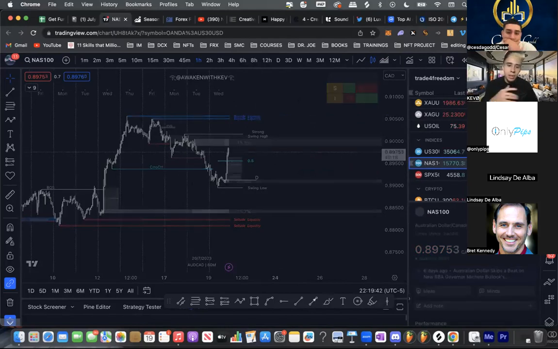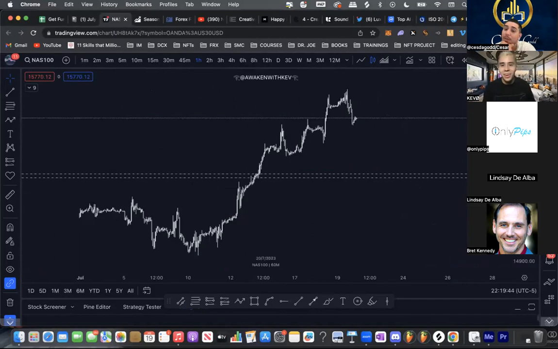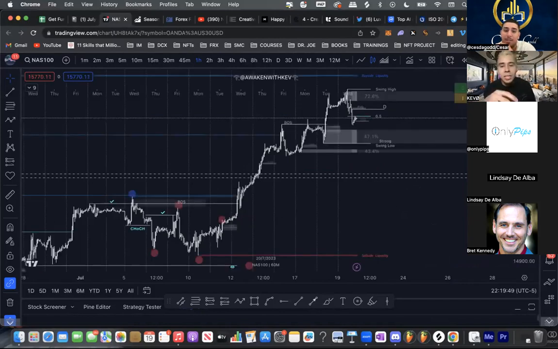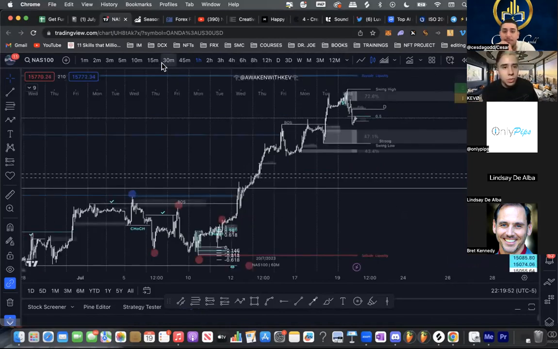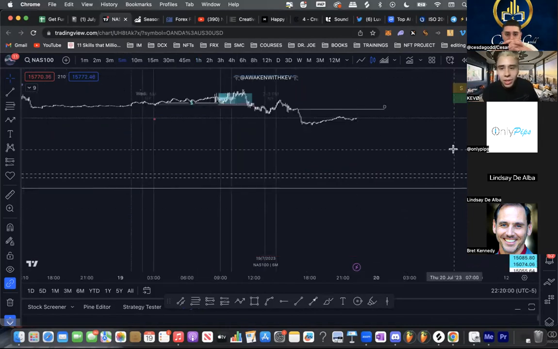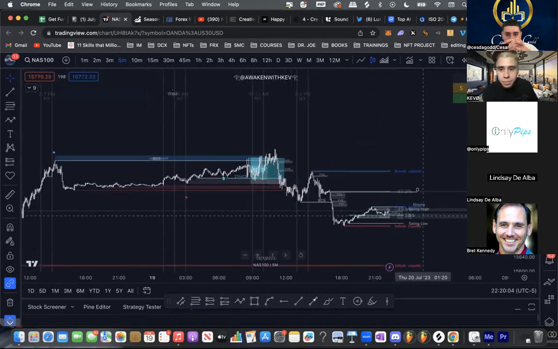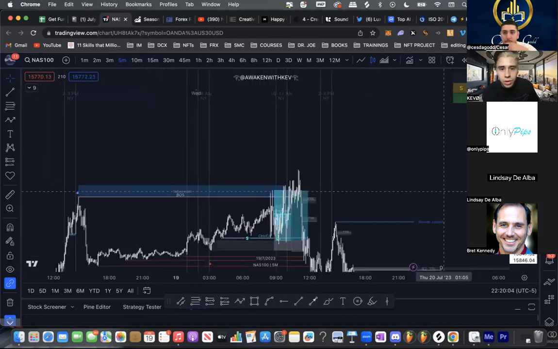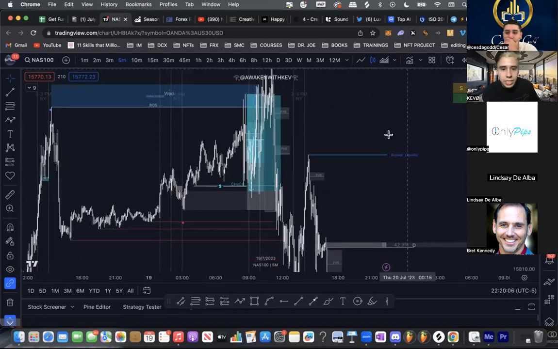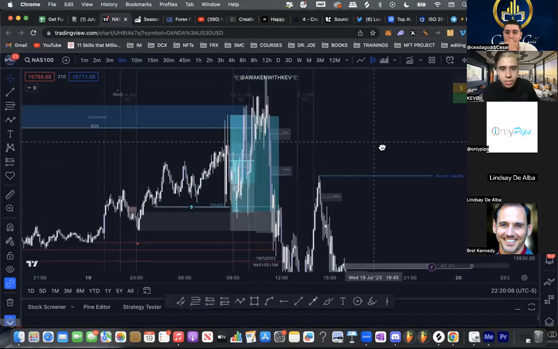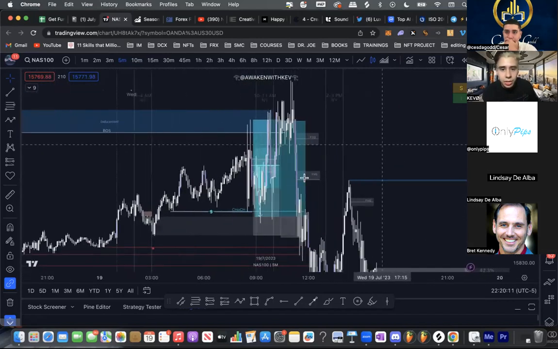Nas is probably my favorite pair, one of the ones I trade the most. And today was just a really, really great example of exactly what I'm going to teach you played out. So if we go ahead and drop to smaller time frames, right around New York Open, right?